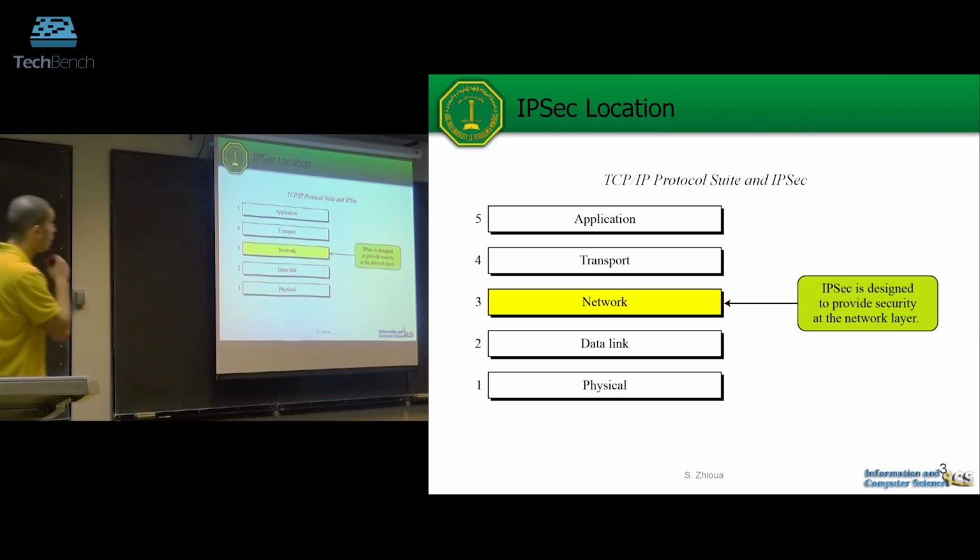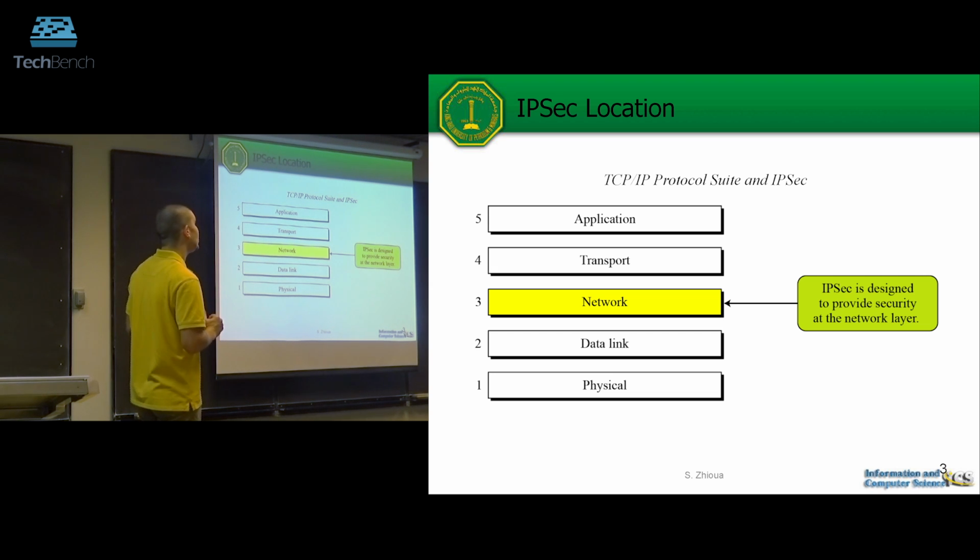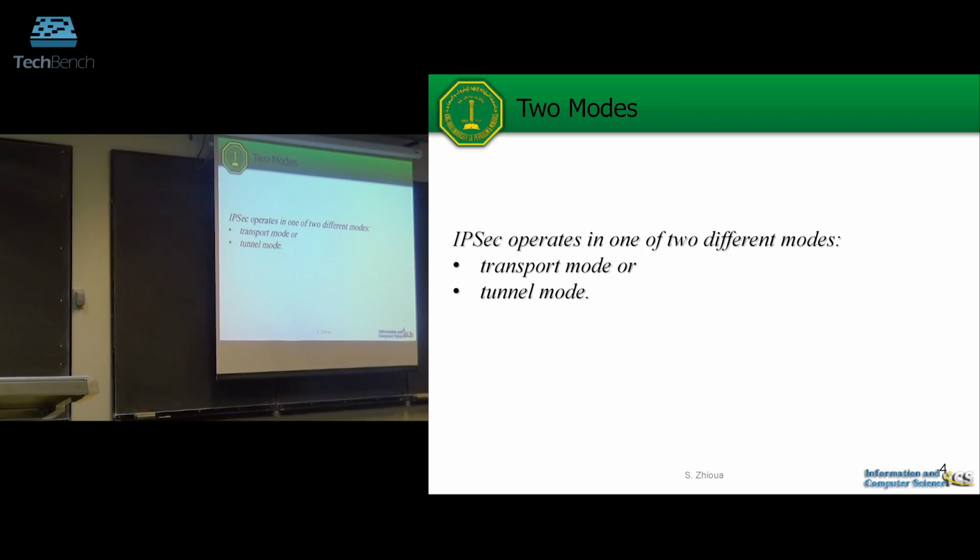So IPsec is designed to provide security at the network layer. Basically here the idea is to protect the packets at the network layer. Okay, so IP packets, we try to authenticate them and encrypt them to provide confidentiality, basically. So there are 2 modes. We can do it in 2 different ways: in transport mode and tunnel mode.